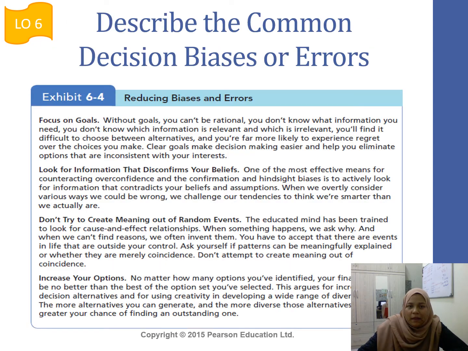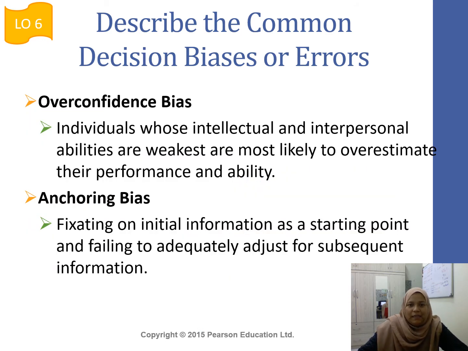Okay, so these are the common decision biases or errors. You can read it on your own. The first common decision bias is overconfidence bias. Of course, you believe that your decision is right because you are intellectual enough and you have interpersonal abilities. And then anchoring bias, because you put everything on the initial information that you have. You only have that one piece of information and you did not dig more about that particular thing, so you're only focusing on that. By focusing on that one anchor, it becomes anchoring bias.